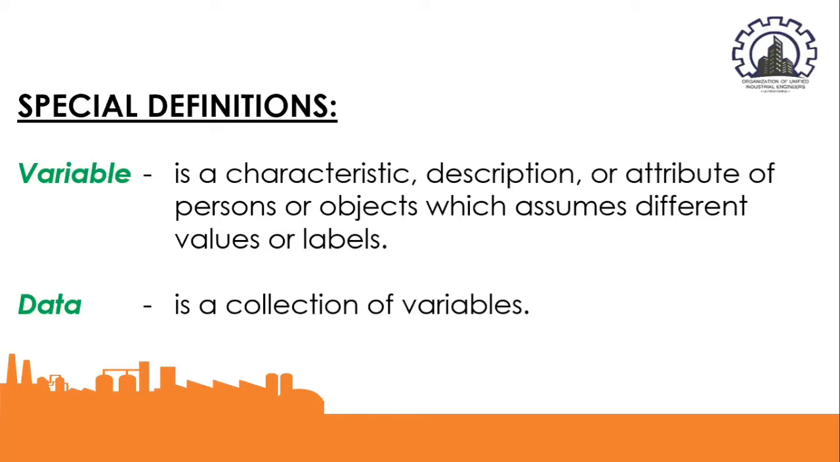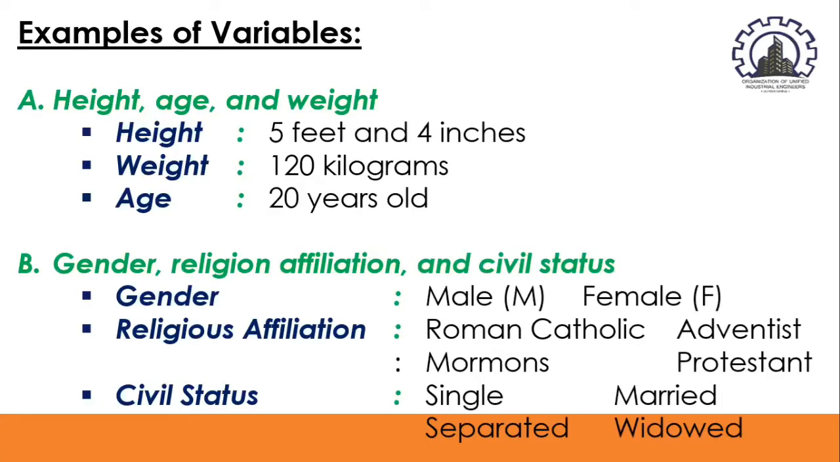Now, in order for us to better understand the difference between the two, let us have some specific examples. So let us discuss first examples under variable. Going back to our definition, a variable is a characteristic, description, or attribute of persons or objects which assumes different values or labels. For example, we have height, age, and weight. Height is 5 feet, 4 inches. For the weight, you have 120 kilograms. And for the age, you have 20 years old.